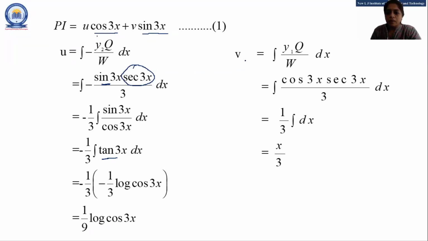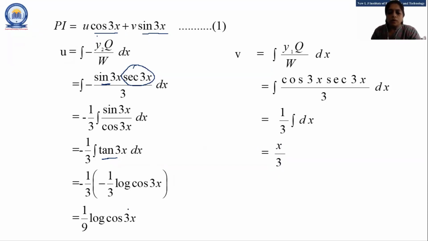What about the v? v is the integration of y1 Q upon Wronskian. Please keep in mind this formula. In u, there is a minus sign and y2 is there, but in v, there is no minus sign, y1 is there. So the value of y1 is cos 3x. The value of Q is sec 3x upon 3. Sec is 1 upon cos. So cos 3x into sec 3x is 1. So 1/3, and the integration of 1 with respect to x is just x. So my value of v is just x by 3.